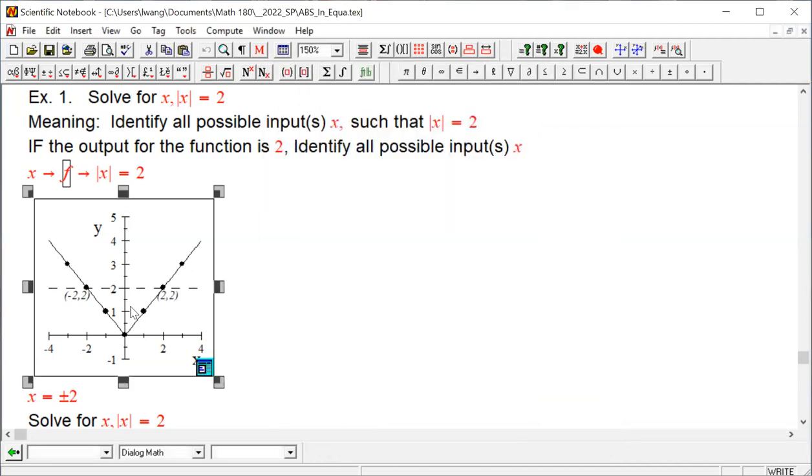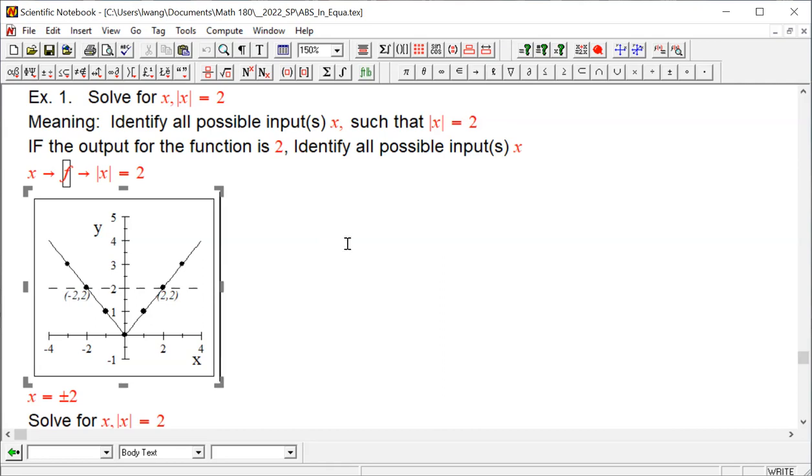So these 2 points: when we draw this horizontal line, knowing the output is 2, it crosses the curve twice. Each point tells us the input. When the input is -2, the output is 2. When the input is 2, the output is also 2. So the solution will be +2 or -2. This is the function perspective.